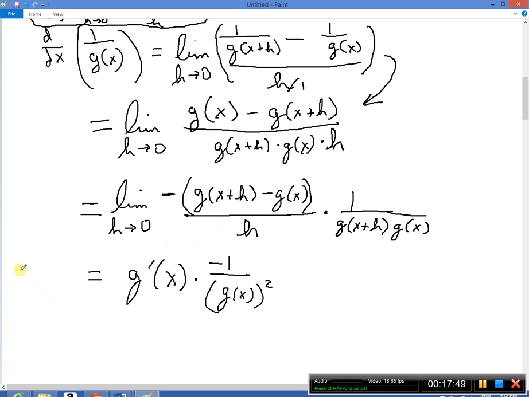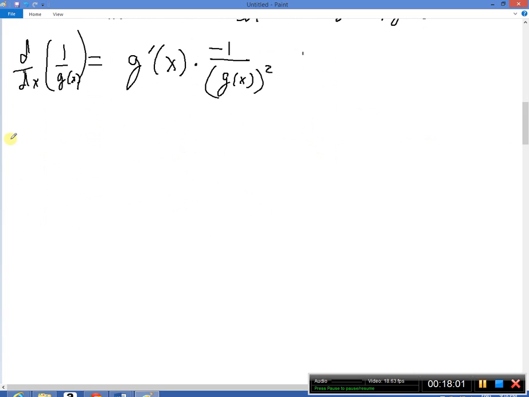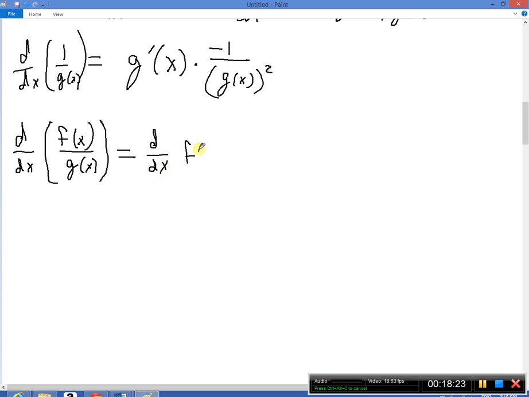Let me rewrite what I'm doing here. The derivative of 1 over a function is that. Now, what good is this? Well, maybe you've guessed by now what I'm about to do. What I'm really interested in is not that, but I'm interested in the derivative of f of x over g of x. Any idea how I'm going to get that? Well, those of you who are brilliant or clever probably figured out that I'm going to take the derivative of f of x times 1 over g of x.